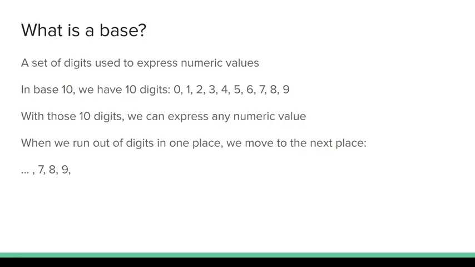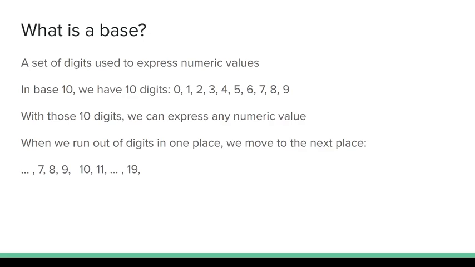With those 10 digits, we know that we can express any numeric value. And when we run out of digits, we don't run out of numbers, we just move to the next place. So when we count in base 10, we count from 0, we get to 9. We don't just have to stop there, we can keep going, we just have to move to the next place, and we get the number 10. And then we count 11, 12, 13, we get up to 19, and we still have more digits that we can increment in the tens place.